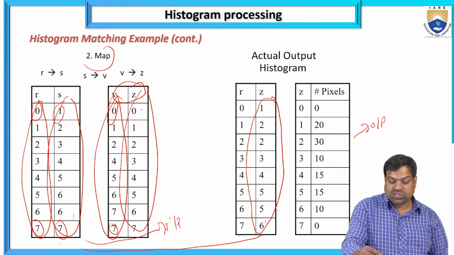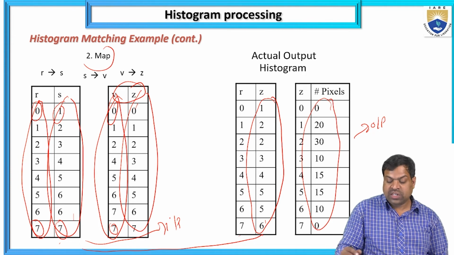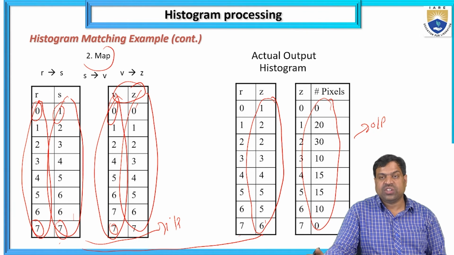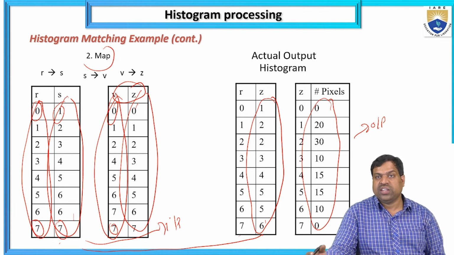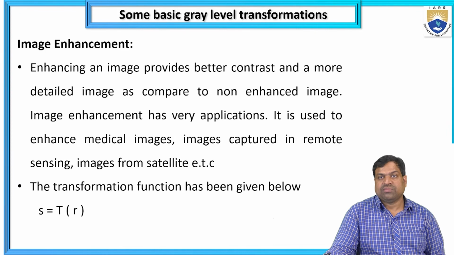So here also 0 to 7. So what are the pixel values? From the input to output, the brightness, contrast and intensity values are changed. Yes, I changed the intensity values from the input. Then it is called a histogram process with the help of histogram matching. Okay.